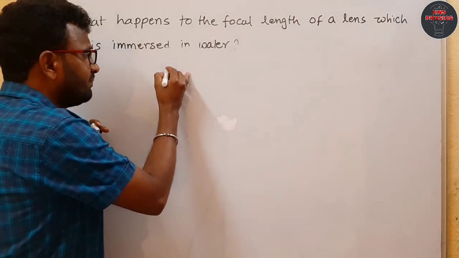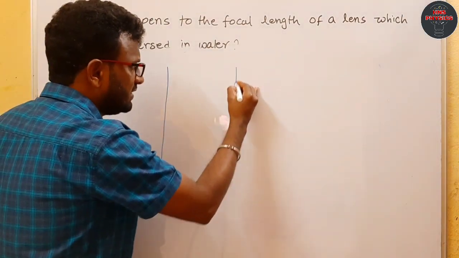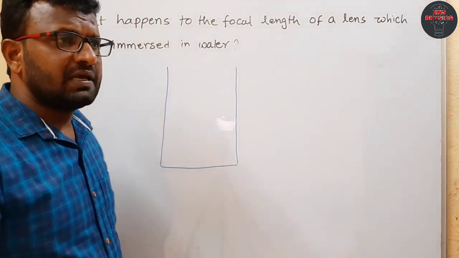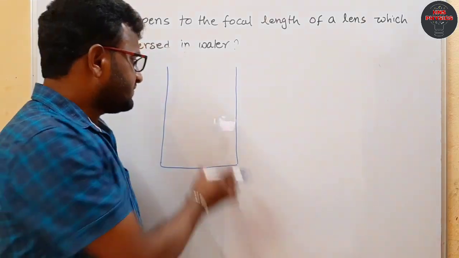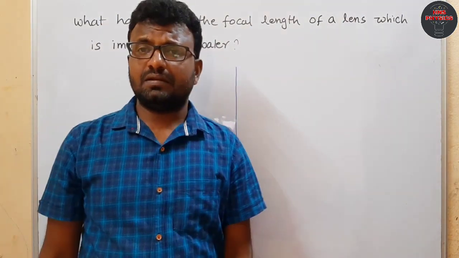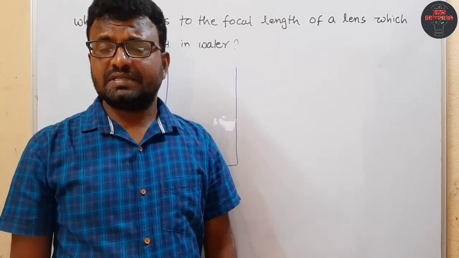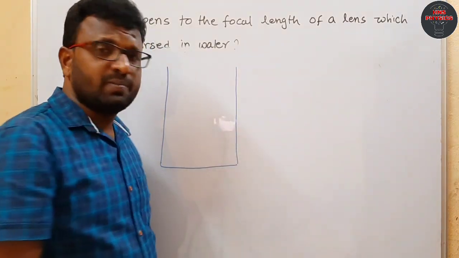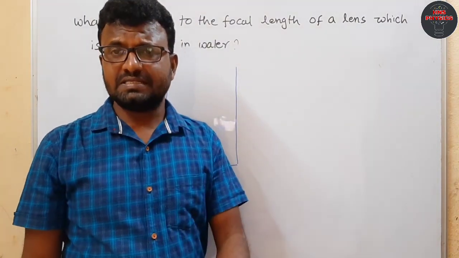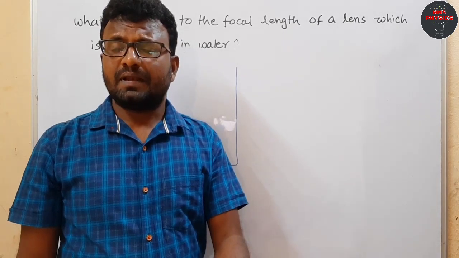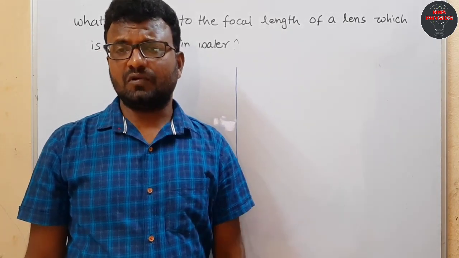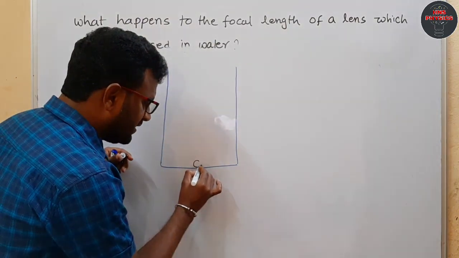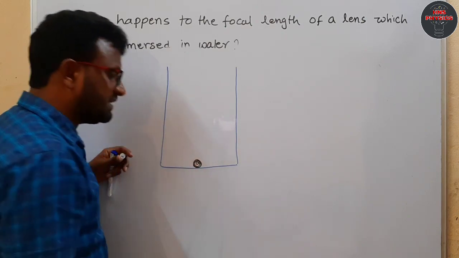I am going to take a cylindrical vessel, or a glass tumbler. In this activity, the vessel height must be greater than the focal length of the lens, nearly 4 times the focal length of the lens. Now I am going to take one black stone, which is placed at the bottom of the vessel.